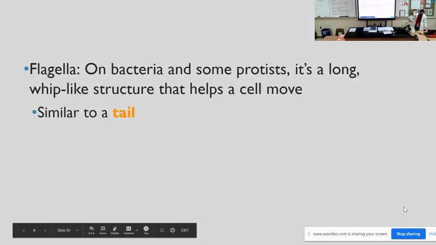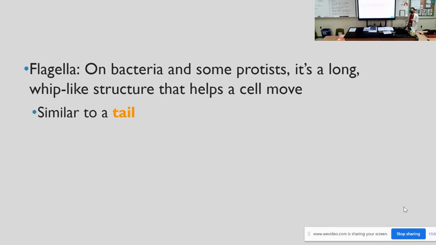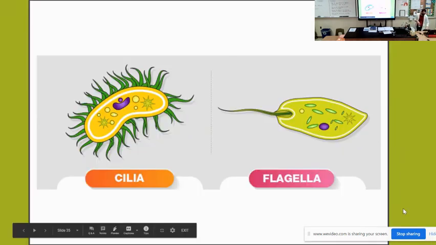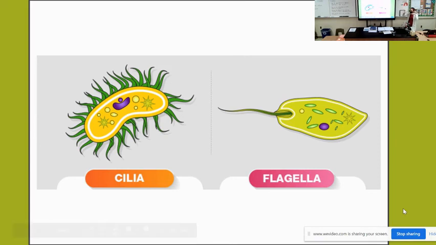Then another type of structure that helps cells move is called flagella. Now this is on bacteria, and there's some protists that have it, but mainly bacteria. And it essentially is just like a long tail, where it kind of just swims around. And then it kind of is like a propeller. Okay, so cilia has hair-like structures all around it. Flagella just kind of has a little tail.